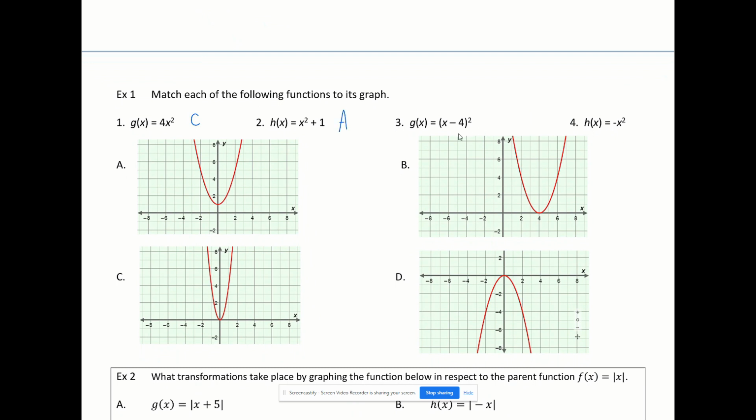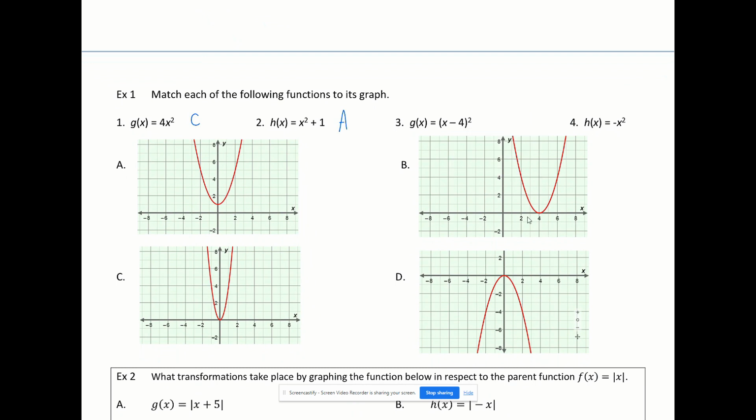Look at 3. We're subtracting 4. That's a shift. Where? Inside. That's horizontal. Horizontal shift. Remember the rule, guys? On the inside, it's the opposite. So that looks like a negative 4, so it's actually a positive 4 horizontal shift. So it shifts right 4.